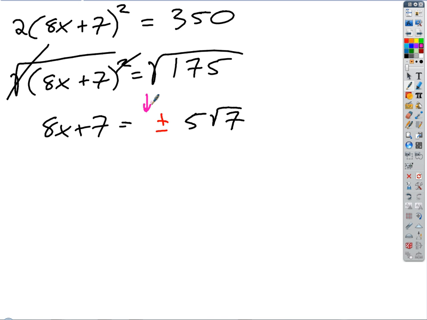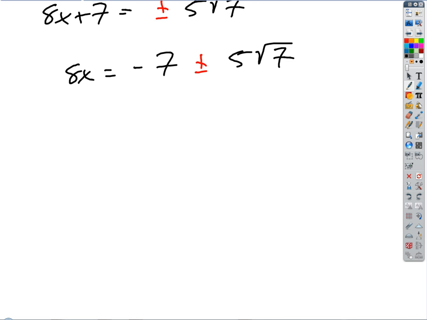So we end up then with 8x equals negative 7, plus or minus 5 square root of 7. Now here's the other thing where people were having a little issue, so watch this very closely, please. What's the last step? Divide by 8.